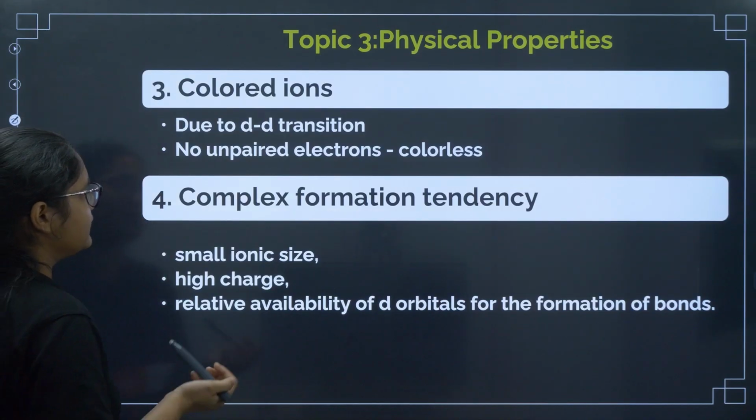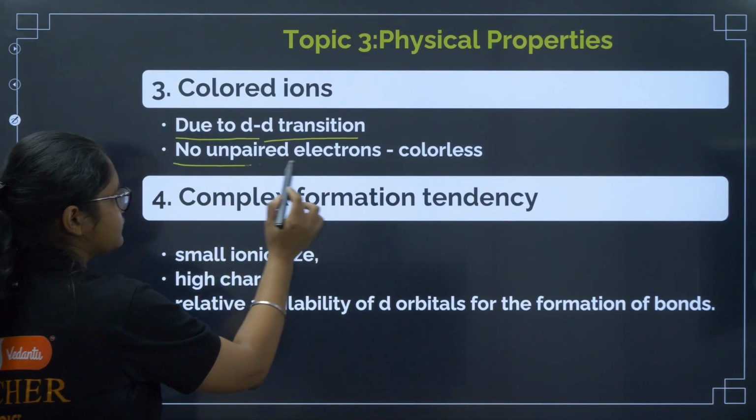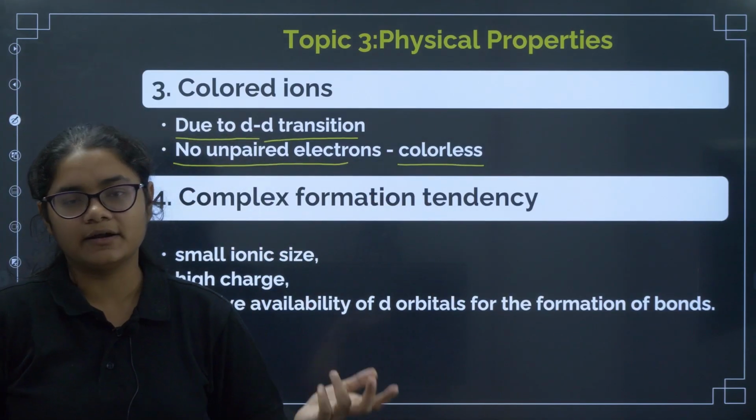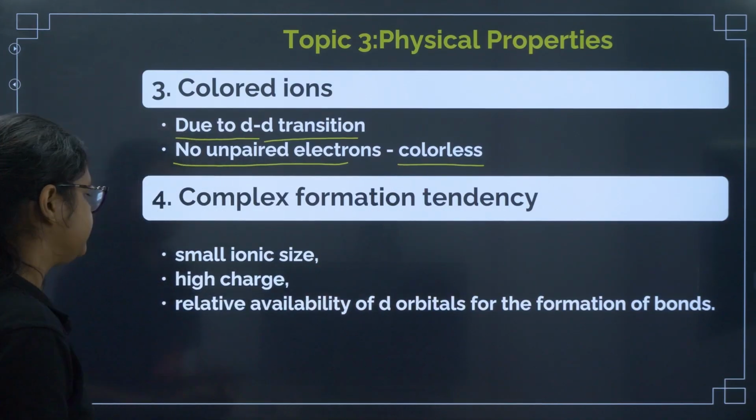Now coming to colored ions, so this is a very easy concept. Color happens due to d-d transition. If there is no unpaired electron, they will be colorless. So questions are asked: which of the following are colored, which are colorless. You can easily use this concept and find it out.